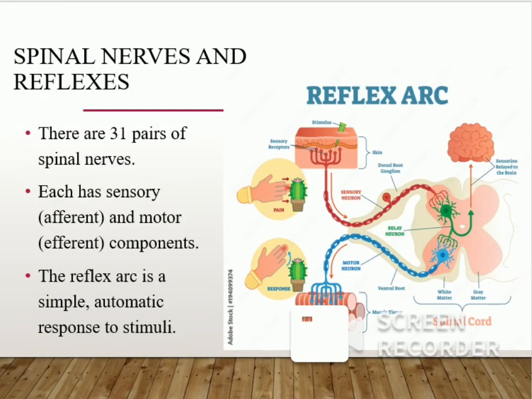And there are 31 pairs of spinal nerves branching off from the spinal cord, and each nerve has both sensory and motor components. Reflexes are quick, involuntary responses managed by the spinal cord through the pathway called the reflex arc.